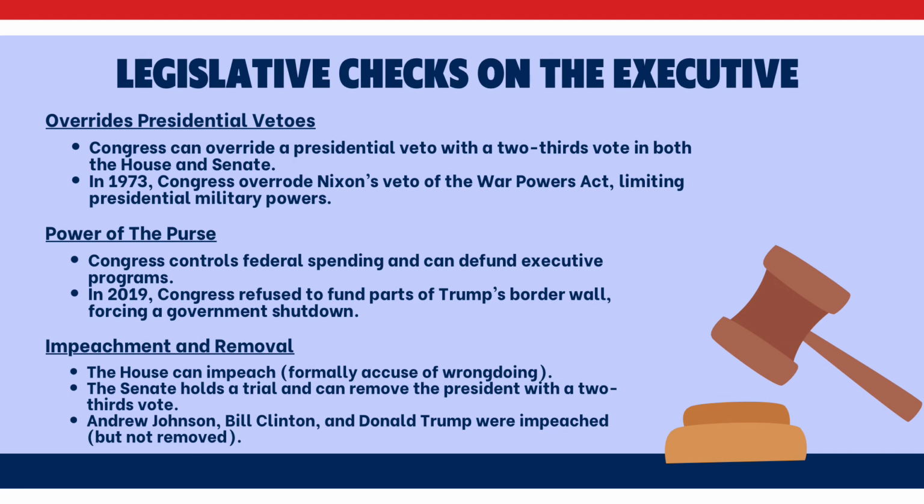The second one is the power of the purse. Congress controls government spending. For example, in 2019, Congress refused to give President Trump $5.7 billion for his border wall, even after a government shutdown. And the third is impeachment and approval. The House can impeach the president and the Senate can remove them. For example, 3 presidents have been impeached: Andrew Johnson, Bill Clinton, and Donald Trump, twice, but none were removed from office.